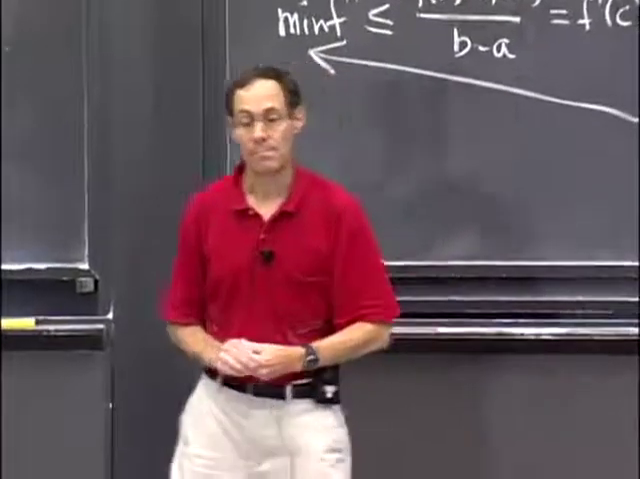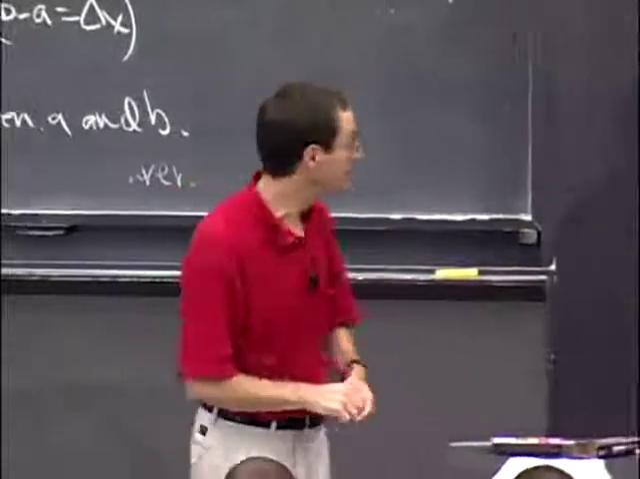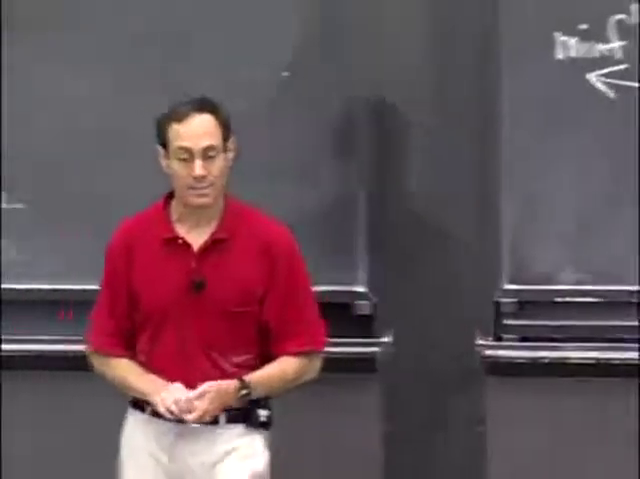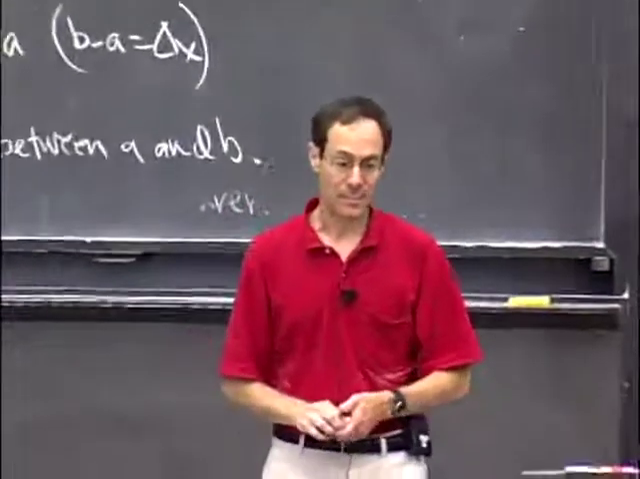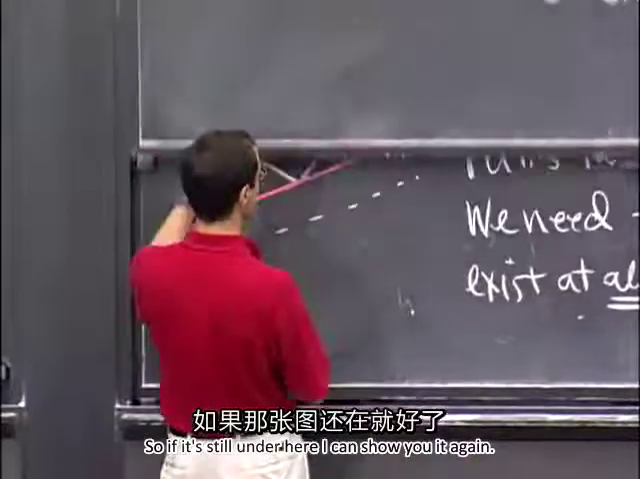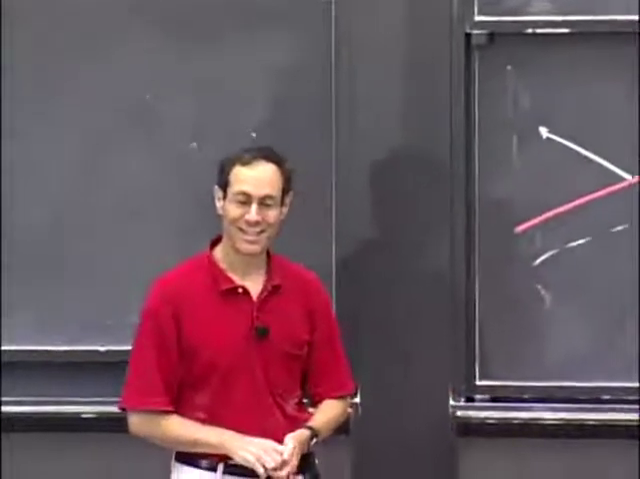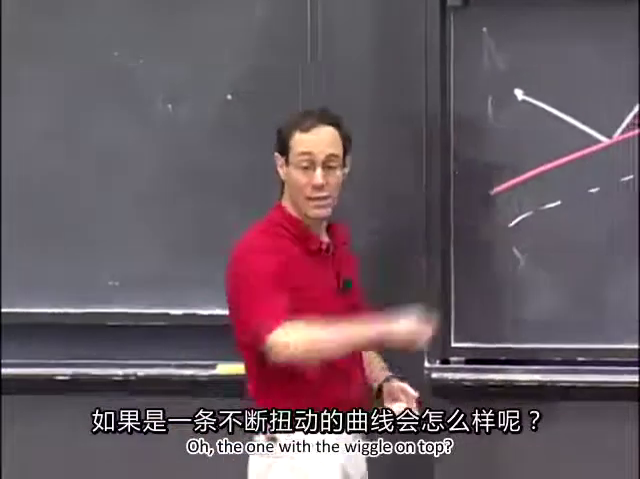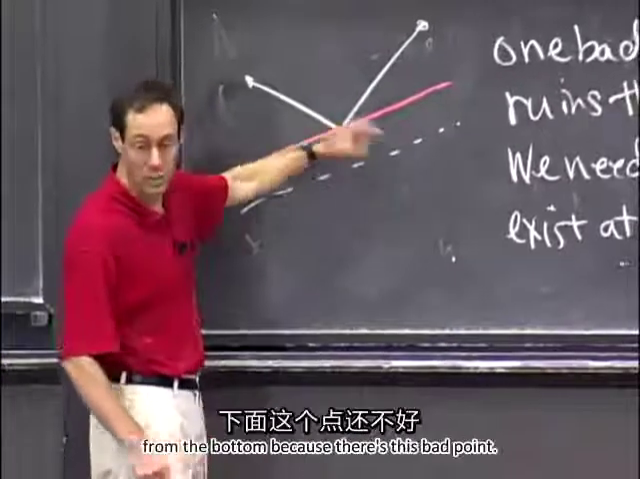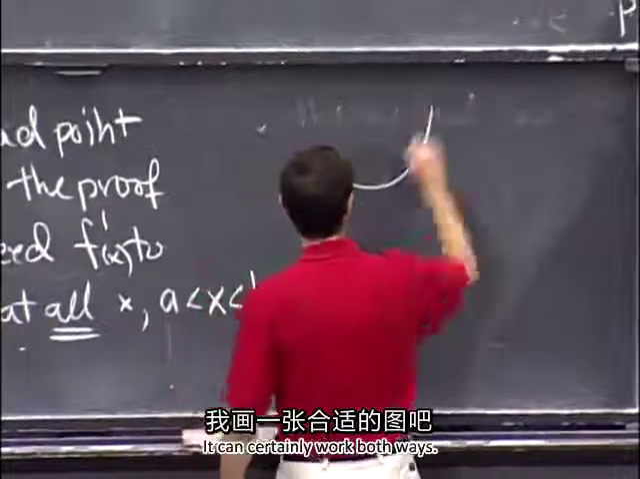Yeah? The little kink? If you approach from the top, so that if it's still under here, I can show you it again. Oh yeah, it's still there. Good. Oh, the one with the wiggle on top? Yeah, this one you can't because there's nothing to touch, and it also fails from the bottom because there's this bad point. From the top, yeah, it could work. It can certainly work both ways.